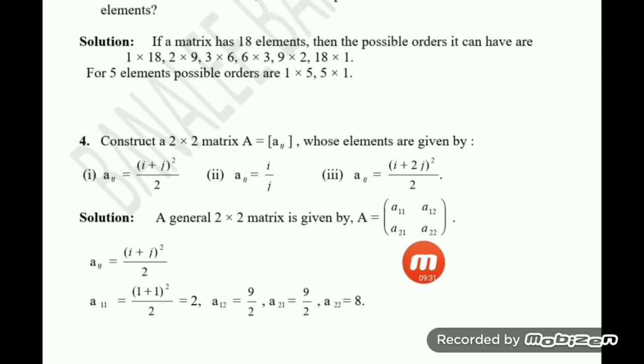Then you have to get A22. What is A22? I is 2, j is 2. 2 plus 2 is 4. 4 square is 16. 16 divided by 2 is equal to 8. So we have calculated our different values. Here I have not shown the calculation. If you want, you can show the calculation.